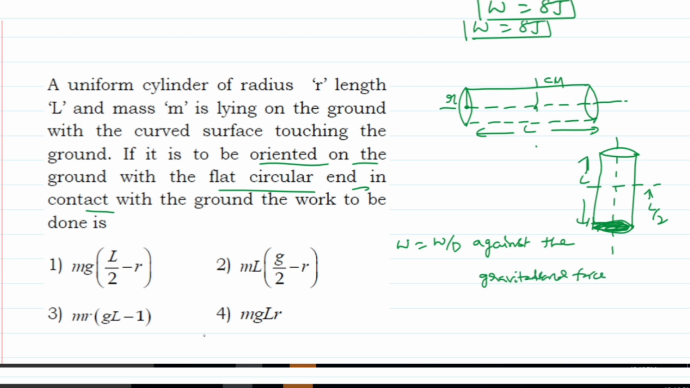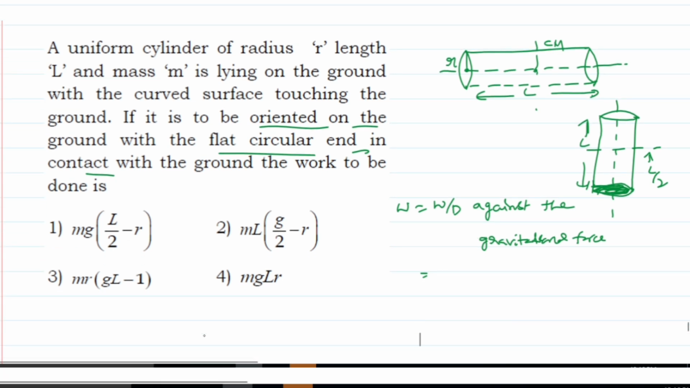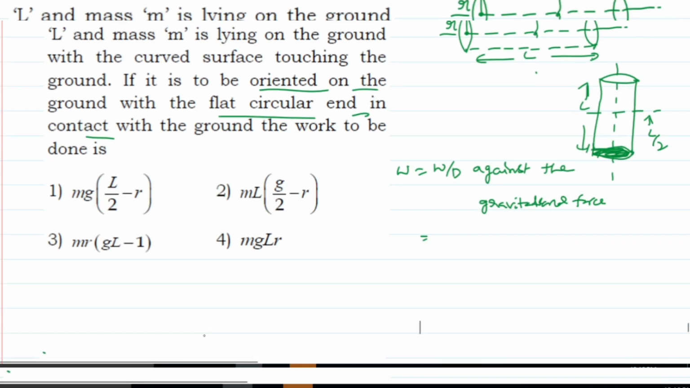Work done against the gravitational force will be stored in the form of potential energy. First, I am taking this as the change in potential energy. Here you are lifting the object, so you can take it as mg times h final minus mg times h initial.